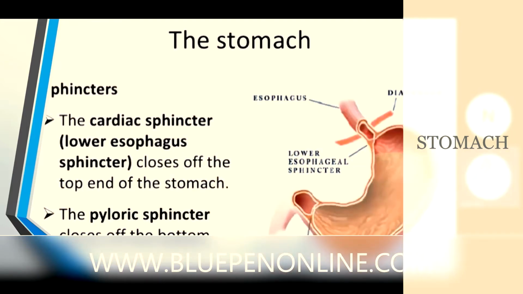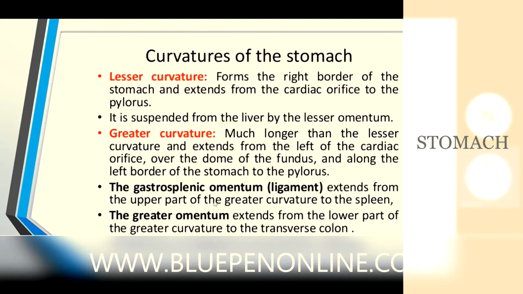And the sphincters, there are two sphincters. Sphincter means some muscle will be there, and it will close the top end of the stomach. Which one? The cardiac sphincter. So this is the cardiac sphincter. And this is the pyloric sphincter, which will close the bottom. Are you able to understand?